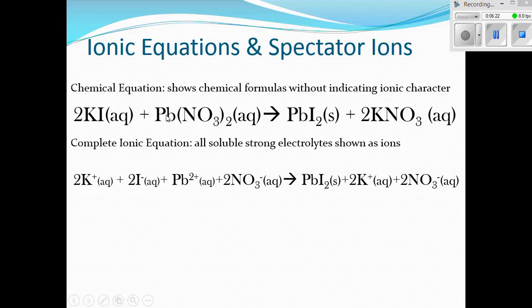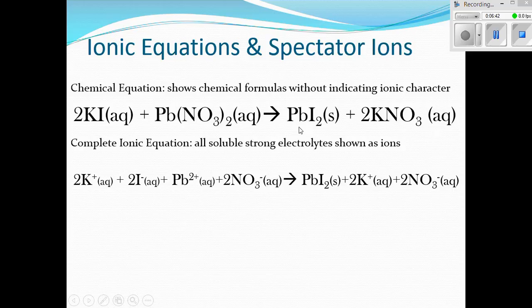Lead, this is actually lead 2, hence the 2 right here. So that's why we have lead 2 plus. But in the same breath, this 2 indicates we have 2 nitrates. And then we have lead iodide, which is solid, and then potassium nitrate, which is also aqueous.